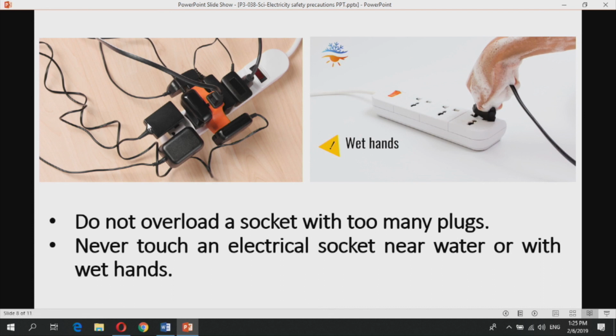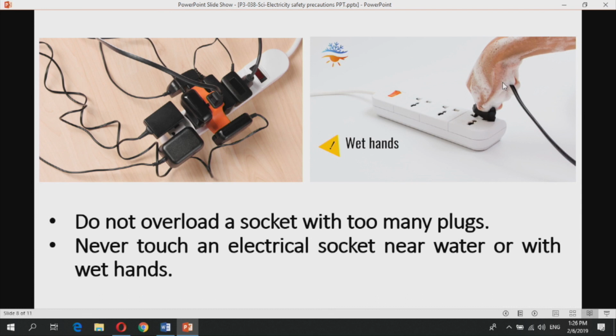Is this safe or dangerous? Dangerous. Too many plugs. Far too many. Do not overload a socket with too many plugs, because that will cause a power surge and it could go bang. And then what comes after the bang? Maybe a fire.